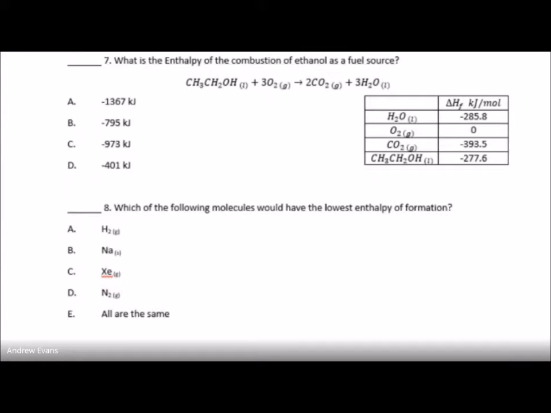Okay, what is the enthalpy of combustion of ethanol as a fuel source? Simply put, we have to calculate products minus reactants. CH3CH2OH plus 3O2 goes to 2CO2 and 3H2O. So now you have negative 285.8 times 3, negative 393.5 times 2, 0 times 3, and negative 277.6. So products minus reactants again.